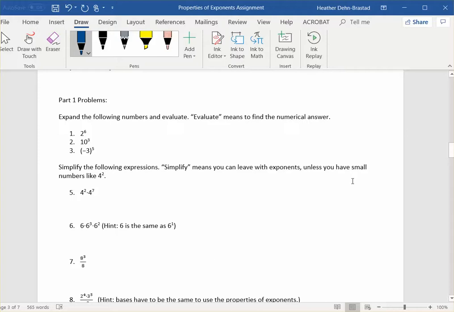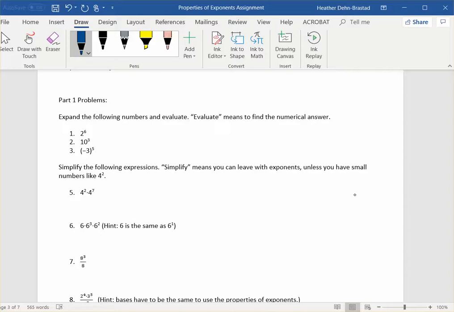All right, now that we have looked over what all of those things are called and how to use them a little bit, we are going to do some problems. So the first section, just 1, 2, and 3, says expand the following numbers and evaluate. Evaluate means to find the numeric answer. Now you could do these on a calculator, but since it says expand, that means write in expanded form.